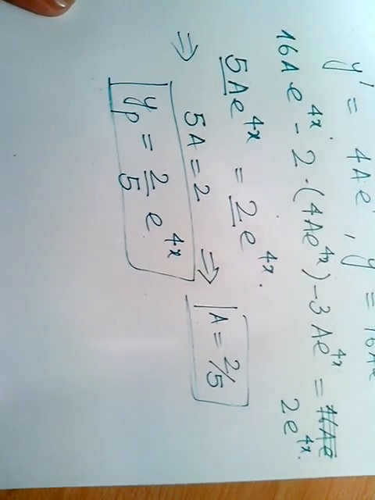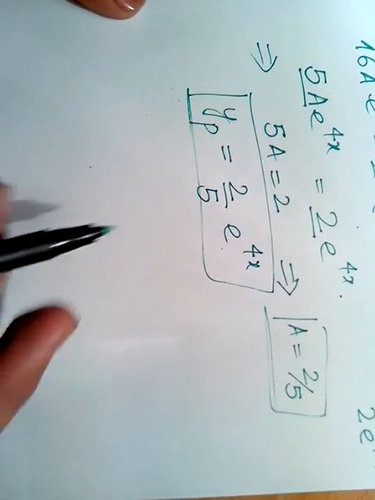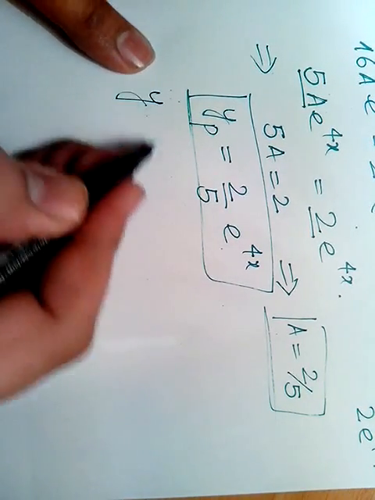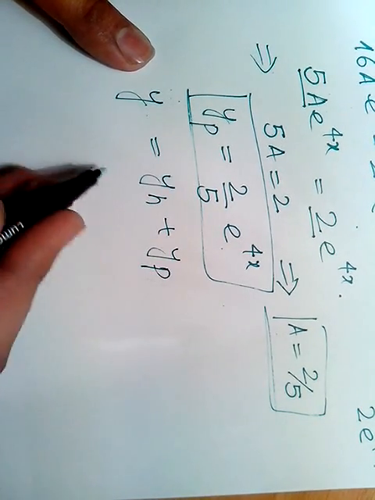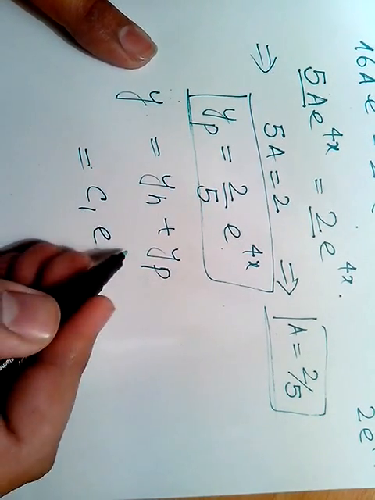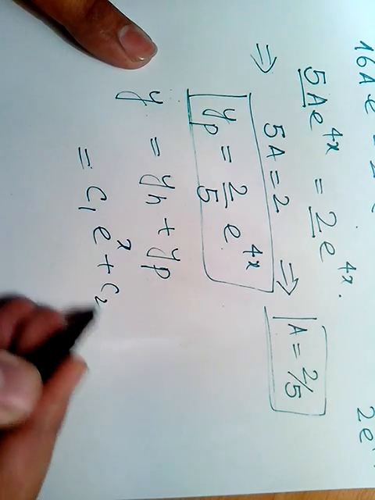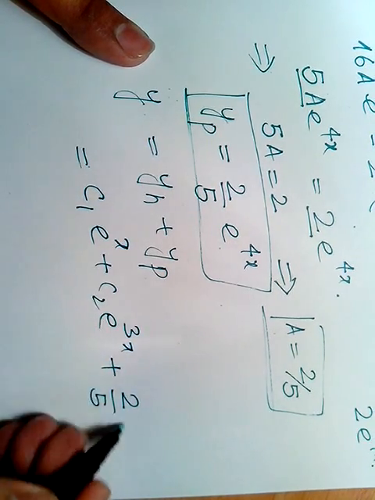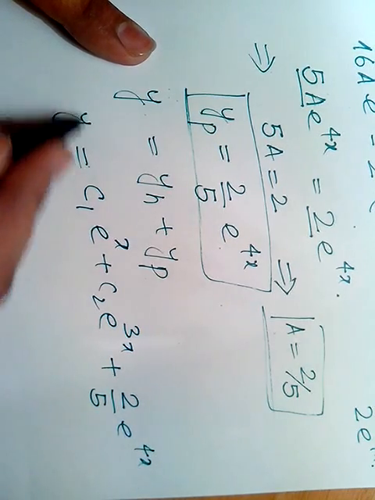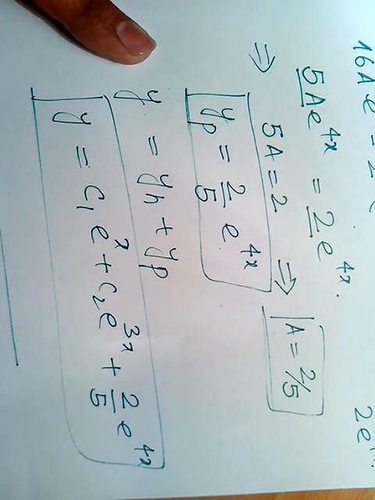So the general solution of the given differential equation is y homogeneous plus y particular, where the homogeneous part is c1 e raised to power x plus c2 e raised to power 3x, and the particular part is 2 by 5 e raised to power 4x. Thank you.